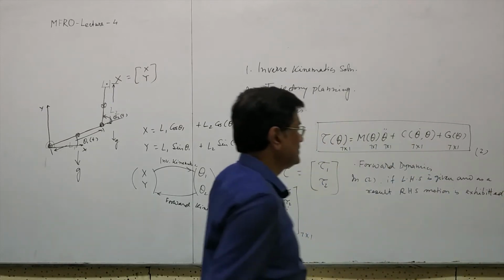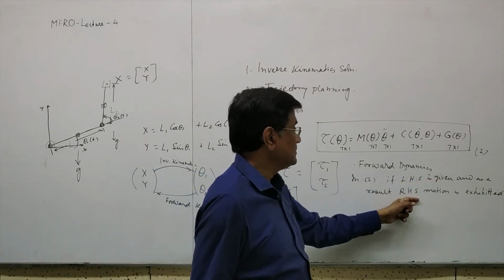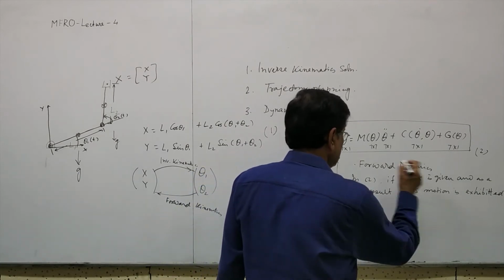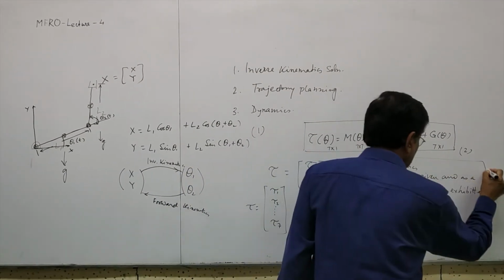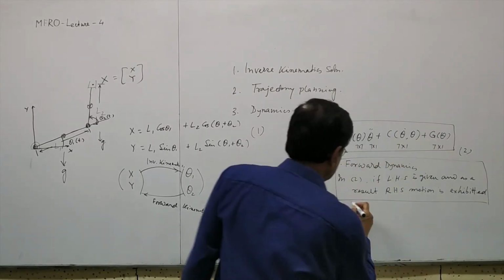Exhibited. So the left hand side is given and as a result the right hand side motion is exhibited, then it is forward dynamics. Okay? Forward dynamics. Then inverse dynamics.